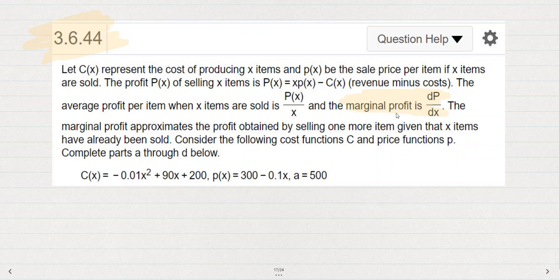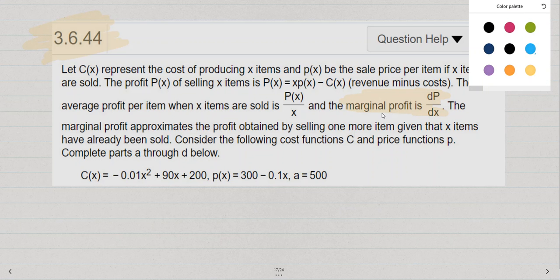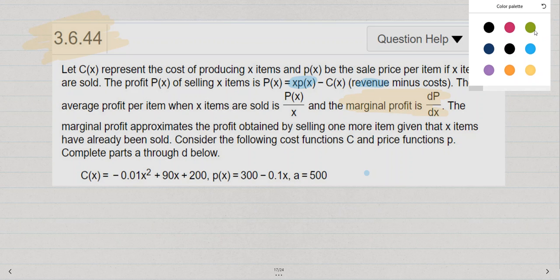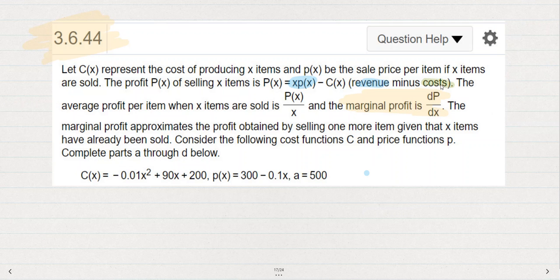To start with, profit is going to be the revenue. Let me add some color to this. The revenue would be described as how many items are sold times the price of each item. That's going to tell us how much money comes in, minus the cost. And that's going to give us the profit. Our profit is how much money comes in minus how much money goes out. So the number of items sold times the price of each item minus the cost of each item.